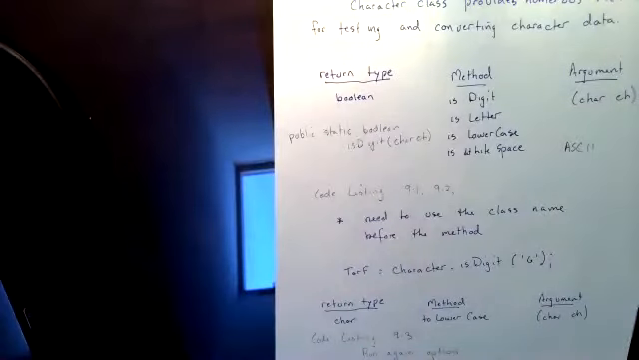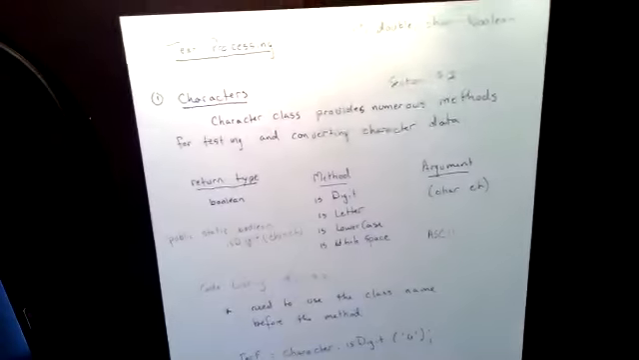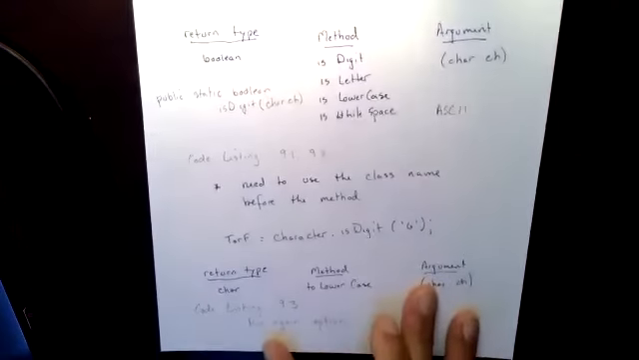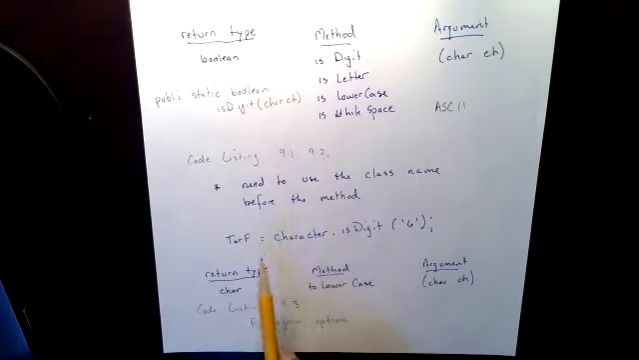Another set of methods, remember in the beginning, I said we have methods to do testing and methods to do converting. Well, a couple of other methods that you may have seen would be toLowerCase, where I'm going to take a character as an argument, and my return type is going to be a character. If this was an uppercase, I'm going to return it as a lowercase. Once again, I also mentioned we need to use the class name before the method.